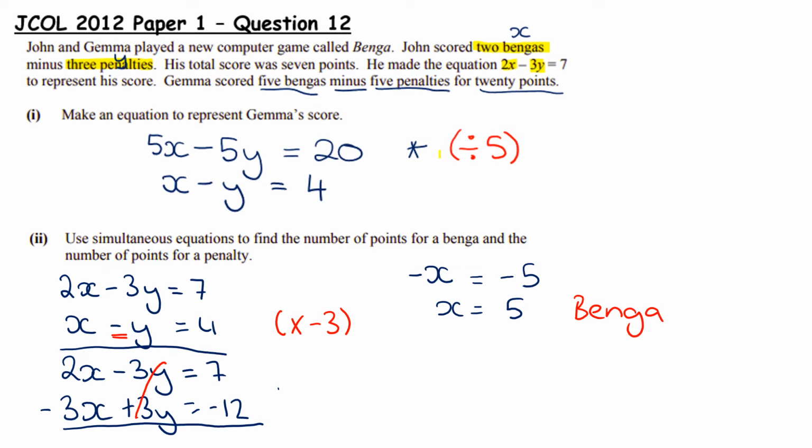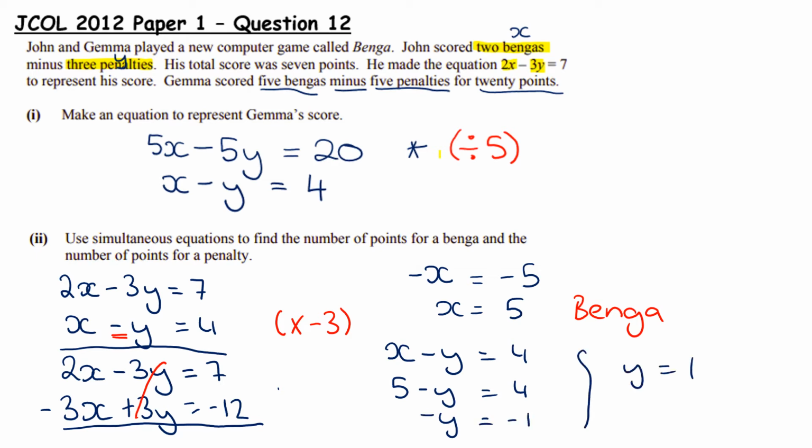What I've done there is you can divide both sides by minus 1. You can multiply both sides by minus 1, but the easiest way to think of it is really changing the signs on both sides of the equation. I'm now going to use the simpler little equation, x minus y equals 4. So 5 minus y equals 4. So minus y equals minus 1. So my final answer would be y equals 1.